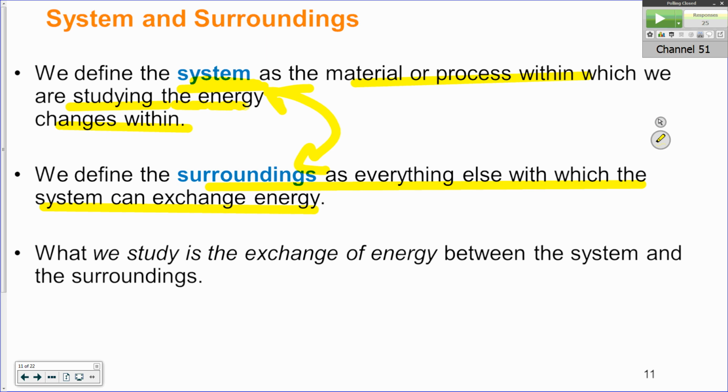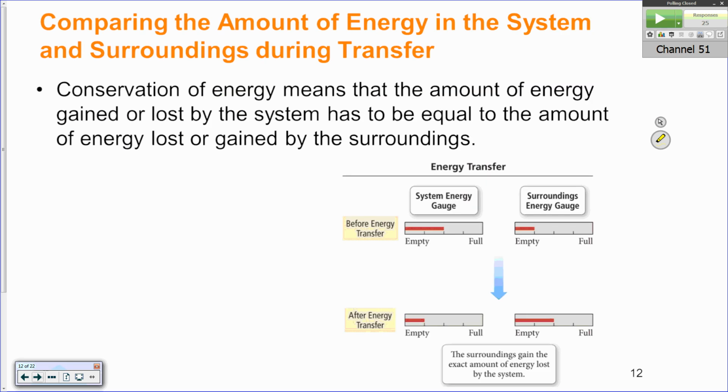What we're trying to do in this chapter is study this exchange of energy between systems and surroundings. We're trying to figure out where the energy is going and how we can make sense of it. So we compare the amount of energy in the system and surroundings, and we look at how it changes during transfer. The law of conservation of energy means that whatever's lost somewhere has to be gained somewhere else, or whatever's gained has to be lost somewhere else.